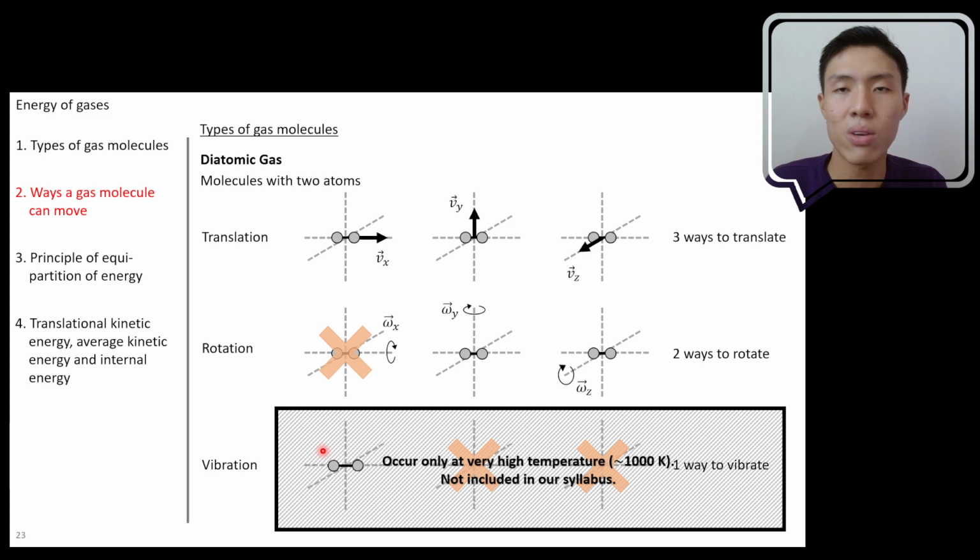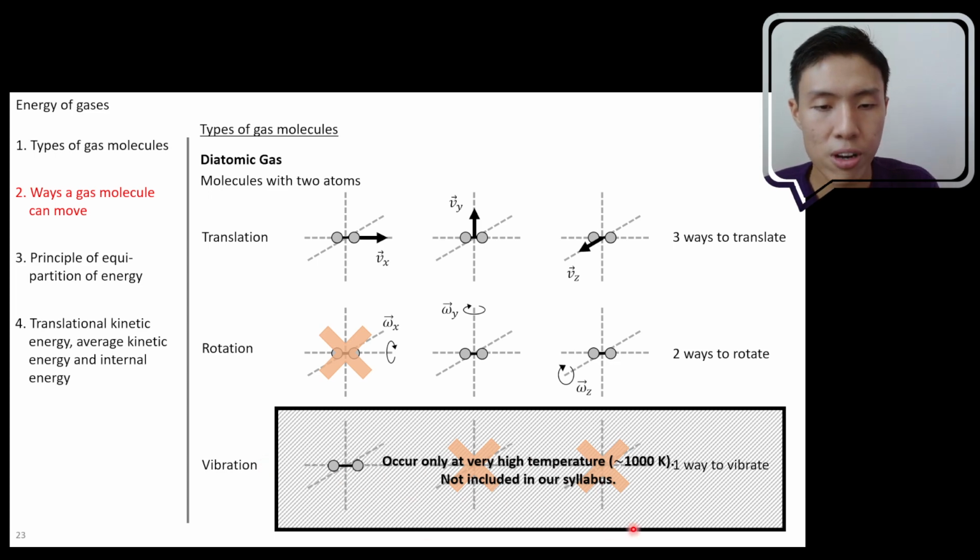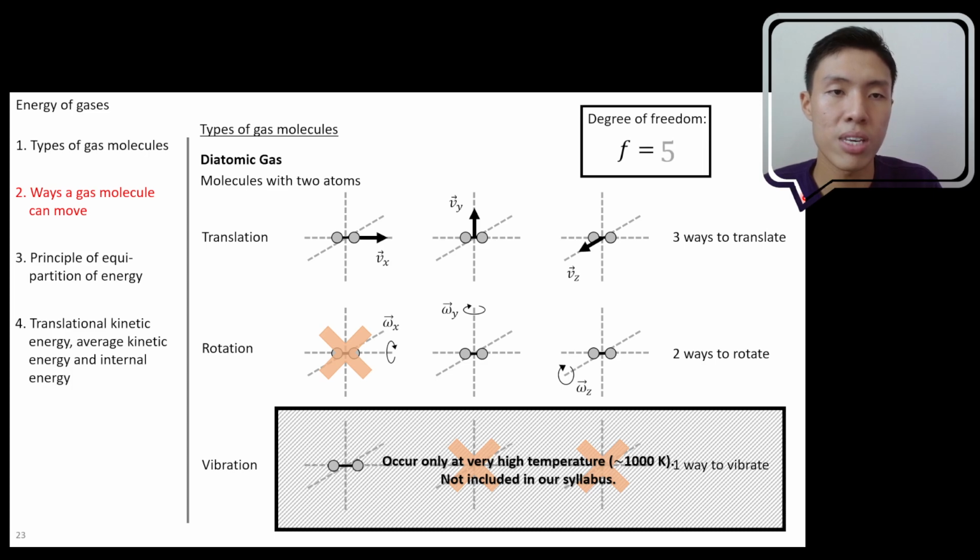We are going to ignore any ways for it to vibrate, because technically vibration can only happen at very high temperature, higher than what you need to rotate or to translate. Vibration can only happen at very high temperature, and we are not going to discuss any kind of motion at that temperature. Therefore, we are going to ignore vibration in our syllabus. So if we remove the discussion of vibration for diatomic gas molecules, you are now only left with 5 different ways to move. So your degree of freedom will now be equal to 5 for diatomic gas molecules.